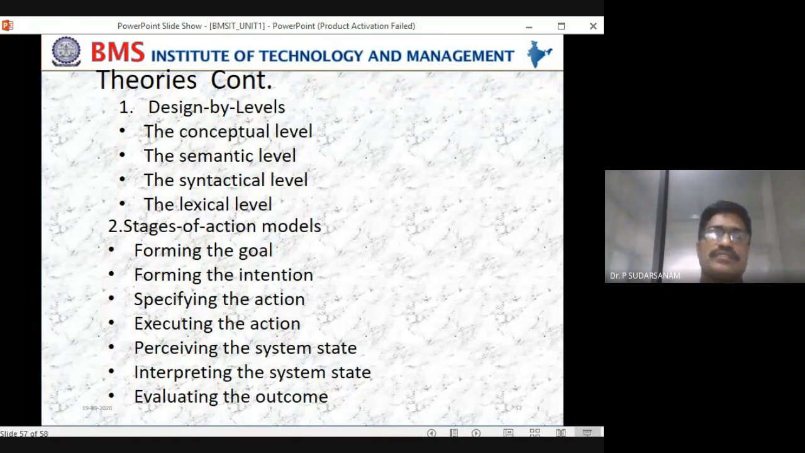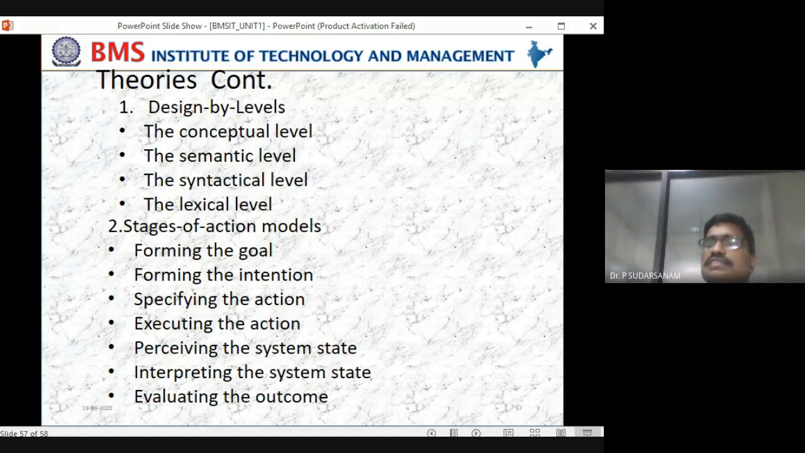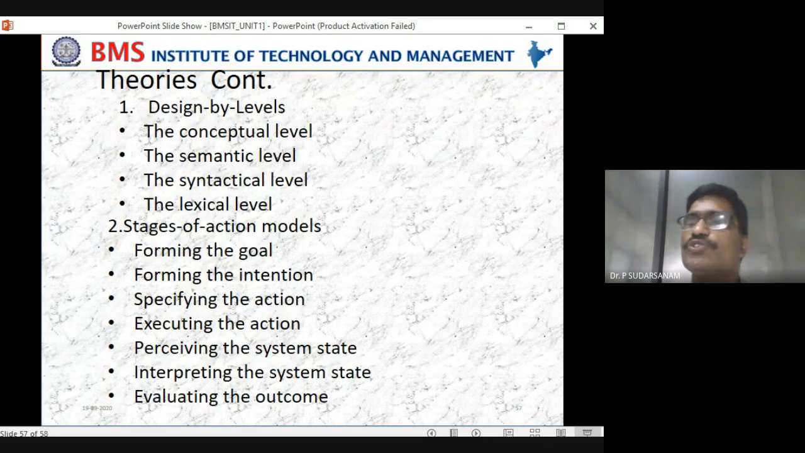So interpretation of the system stage. System stages, interpretation, how it will be happening. Suppose the original documentation is something like this, and the destination how it would be. So interaction also we have to check. Next is evaluating the outcome. Whatever you are framing as the goal, based on that you need to evaluate.